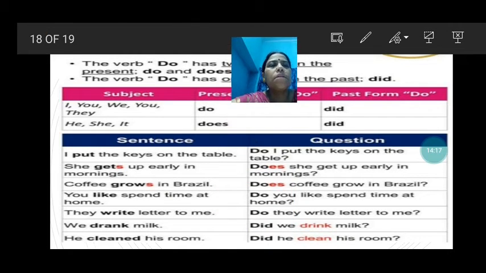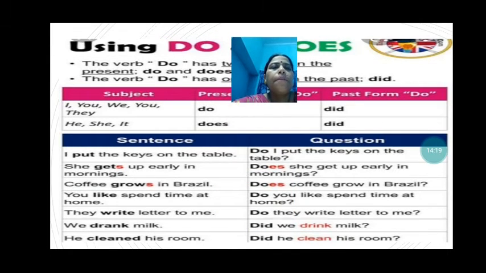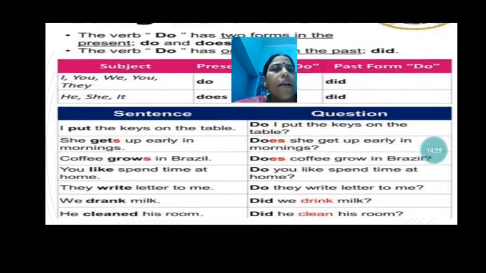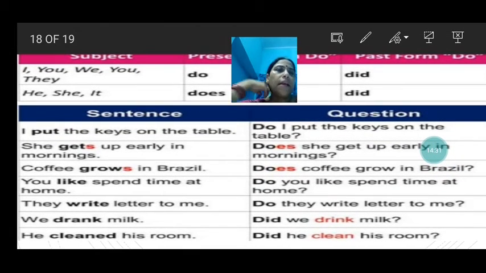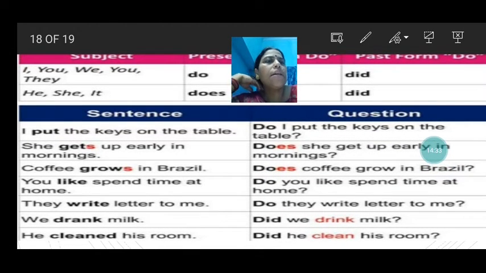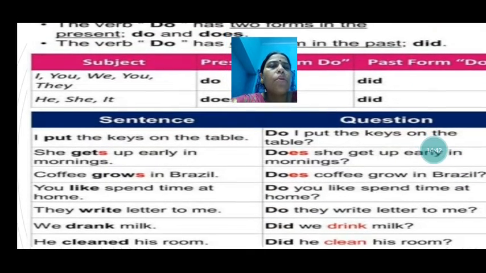Come on, let us see questions. So here we have seen, I put the keys on the table. How to change? Do I put the keys on the table? She gets up early. Does she get up early? Now see, does and s: the s has been changed to does. Coffee grows in Brazil. Does coffee grow in Brazil? You like to spend time at home? Do you like to spend time at home?